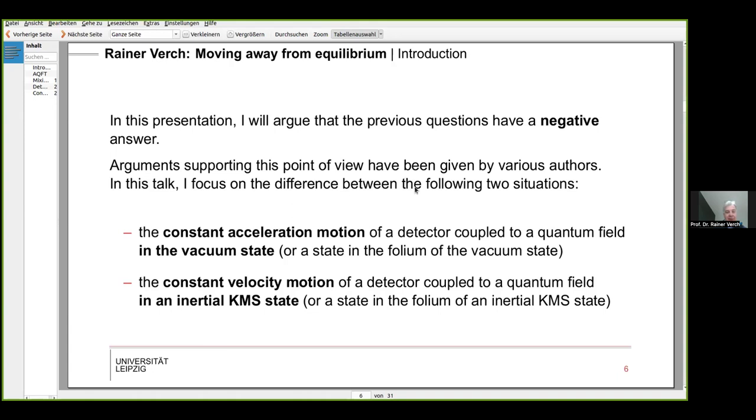So, anyway, the arguments which I think support the view that the previous questions have a negative answer stem from the comparison of the following two situations. The first is the constant acceleration motion of a detector coupled to a quantum field in the vacuum state, or a state in the folium of the vacuum state. And on the other hand, the constant velocity motion of a detector coupled to a quantum field in an inertial state, or a state in the folium of an inertial KMS state.